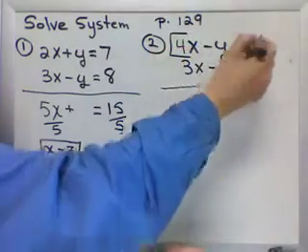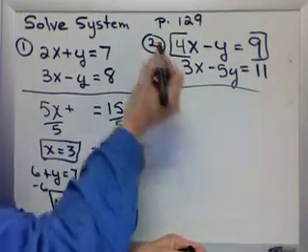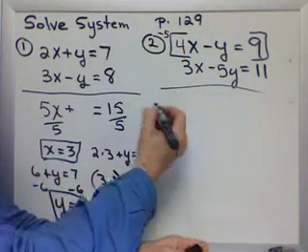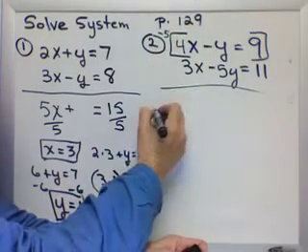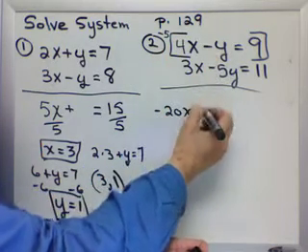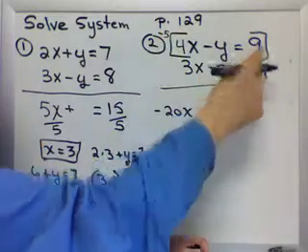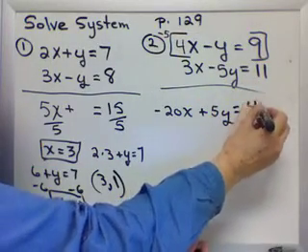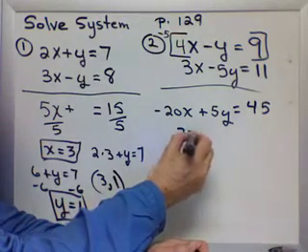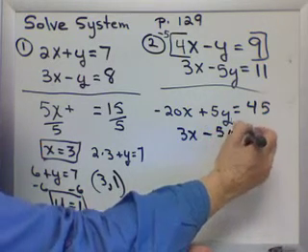Well, guess what? I can change that equation as long as I do the same thing to all parts. So I'm going to multiply by a negative 5. So I put a note up there. Now I'm going to rewrite it. Negative 5 times 4, negative 20x. Negative 5 times negative y, plus 5y. Negative 5 times positive 9, 45. Now I'm just going to write this equation right underneath it. I'm not going to multiply it by anything. Now do you see something nice that's going to happen?